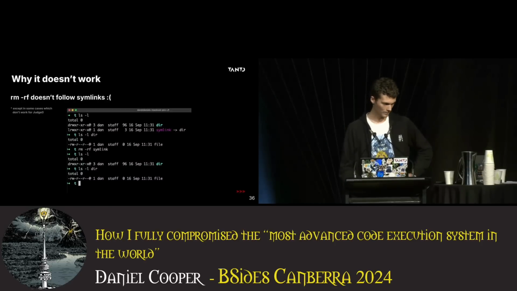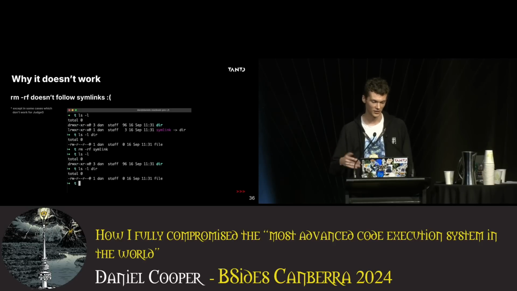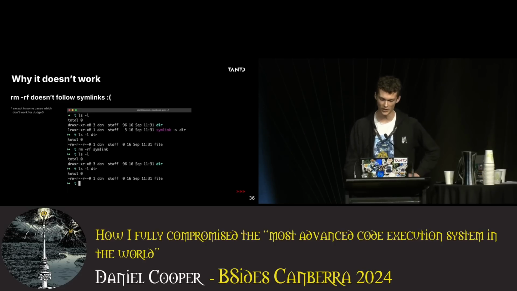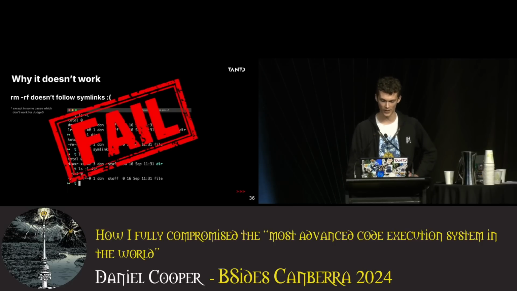So I tried replacing it. Turns out rm -rf doesn't follow symlinks, to probably no one's surprise, because then someone could give you a zipped folder, and then you unzip it and it has a symlink to the root directory. You delete it and then it deletes your root system. That would be bad. There might be a command line flag that enables following symlinks, but either way, Judge Zero did not do this. So I couldn't get this to work. Seems like that's a fail as well.